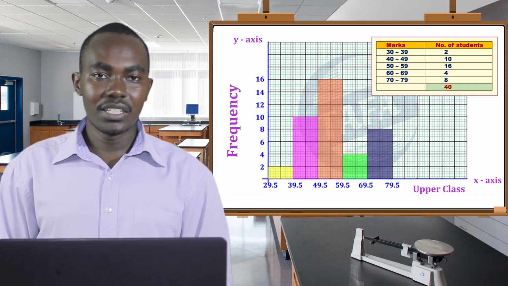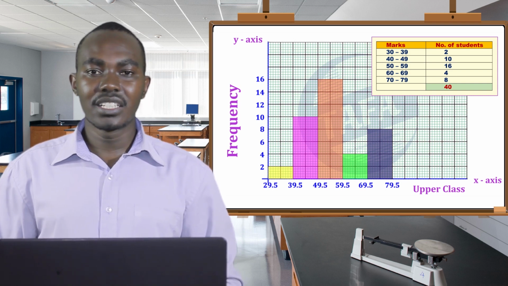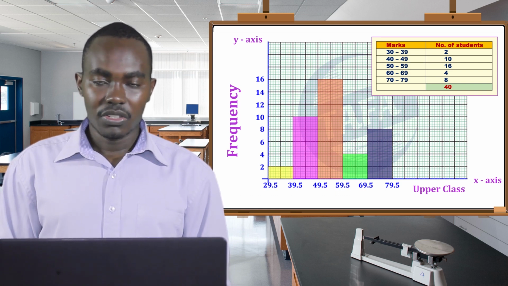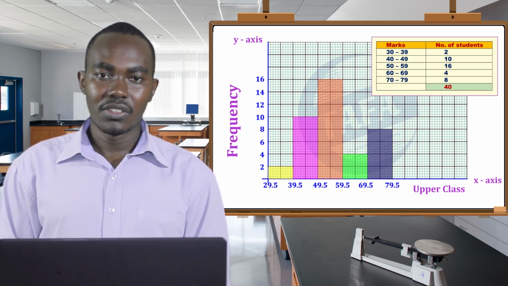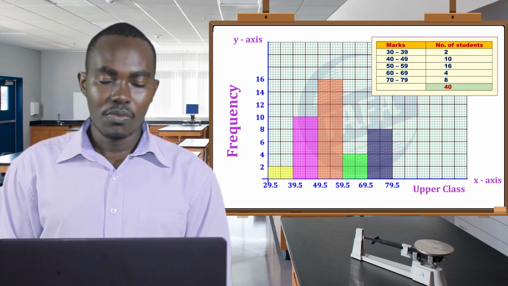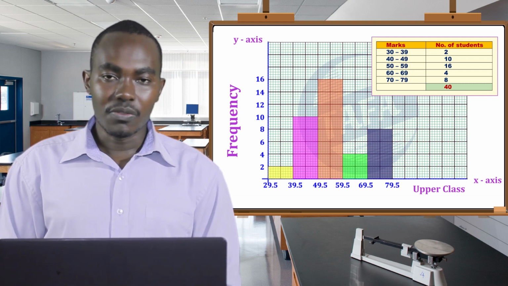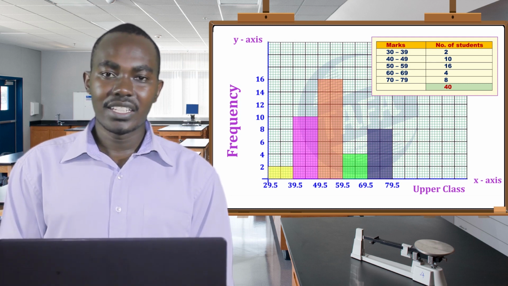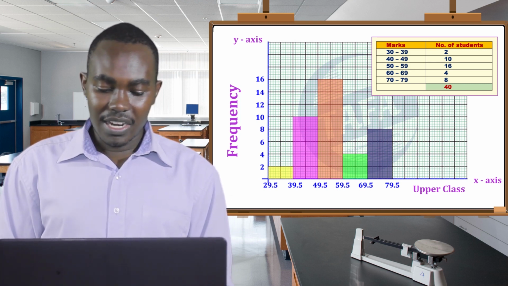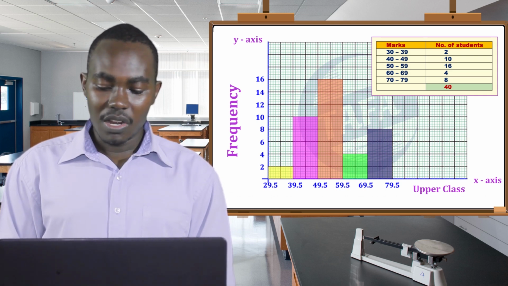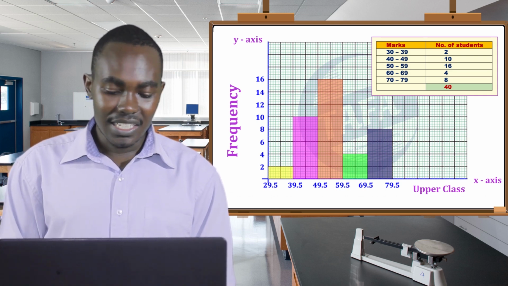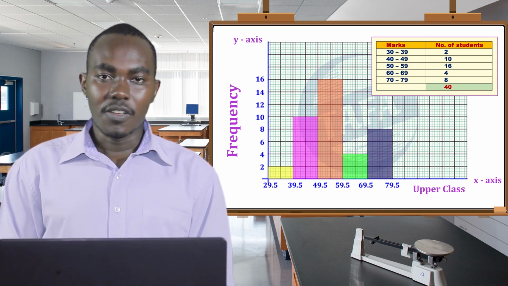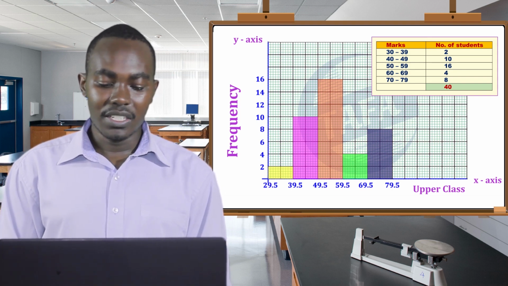So on the y-axis, we have the frequencies. On the x-axis, we have the class limits. So starting from the first class, on the x-axis, you should start with the value of the lower class limit of the first class. And in our case here, the lower class limit is 29.5. So our graph on the x-axis starts from 29.5, not from 0. But the frequency on the y-axis begins from 0.